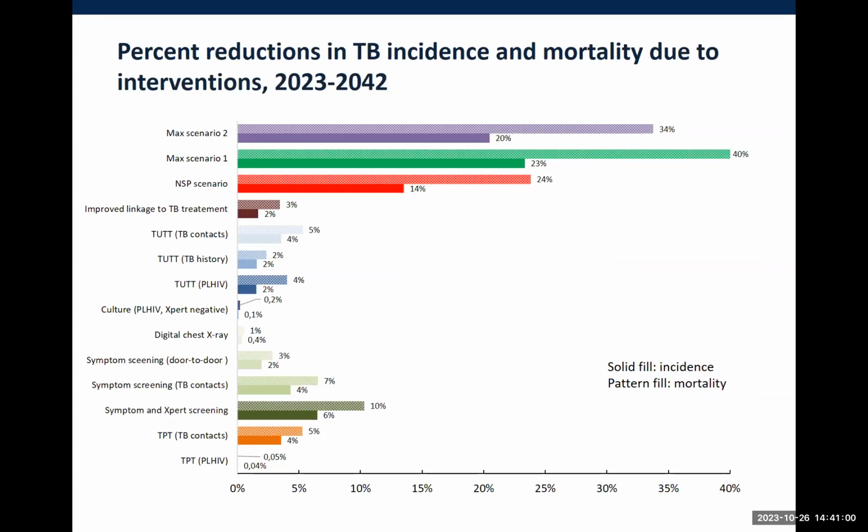And in these figures, we're showing the impact of the individual interventions and also the combined interventions under the max scenario and the NSP scenario. Under the individual interventions, improving screening and testing with Xpert in the general diagnostic algorithm seem to have led to major impact, followed by targeting household contacts for TUTT with Xpert testing or for screening, and also providing them with TPT. So targeting household contacts seems to be more impactful.